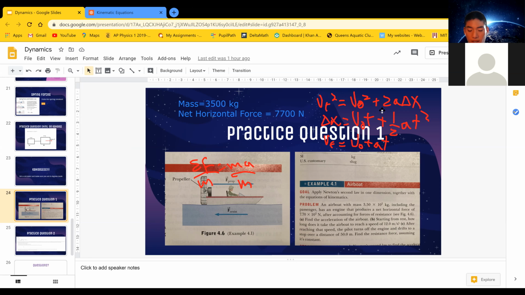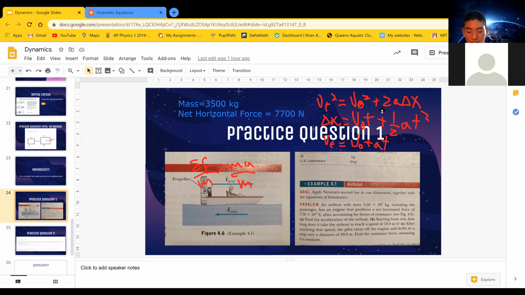Second equation. The second and third equations do have time, right? You have the t variable. However, the third equation is different from the second in that it doesn't have displacement, it doesn't have delta x. So if your question asks how far the object travels, or tells you the displacement, you don't use the first or second equation. You use the third equation.